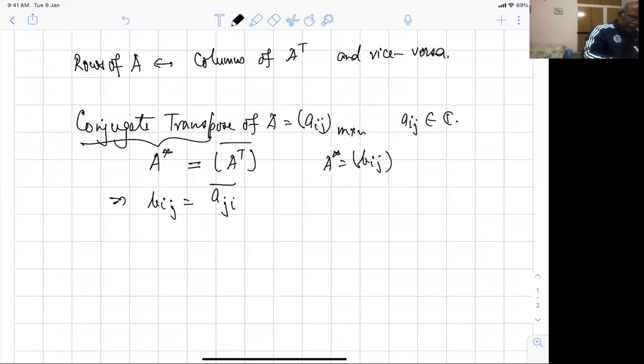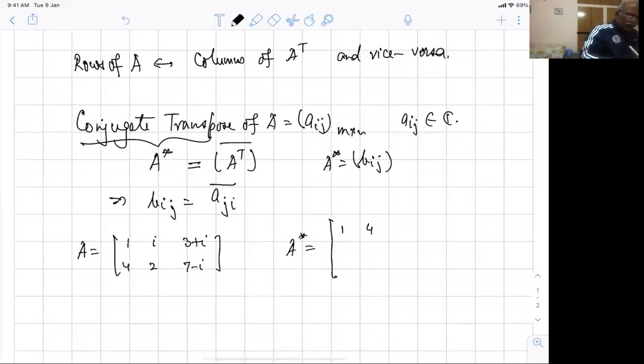In this case, if my example matrix A is 1, i, 3 plus i, 4, 2, 7 minus i, then A star will become 1, 4. So the columns here become the rows. Then it is i here. So first I write i and 2 here, and then take the complex conjugate, because for real numbers the complex conjugate is the same, so there's no point taking it. Then you have 3 plus i, you have to take a bar of this, and 7 minus i, a bar of this, and therefore you get 1, 4, minus i, 2, 3 minus i and 7 plus i. So this is what you have.